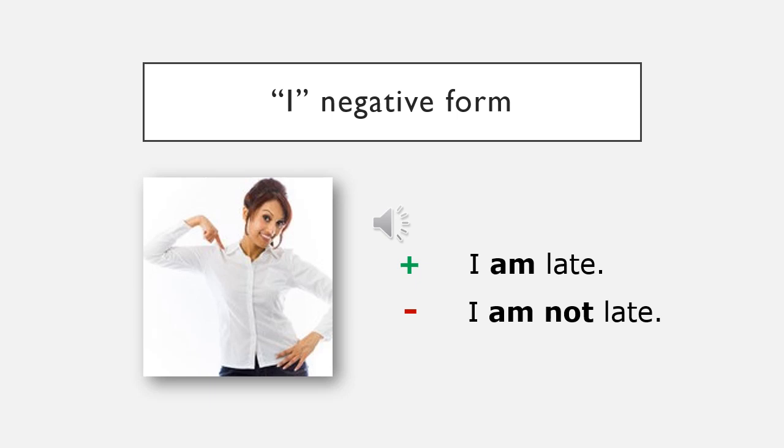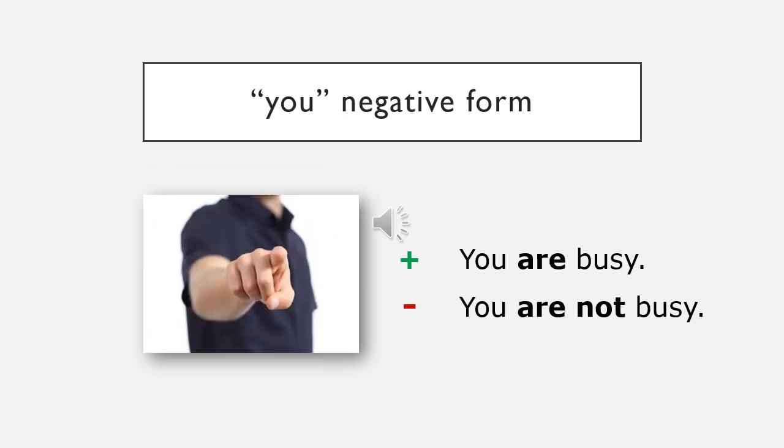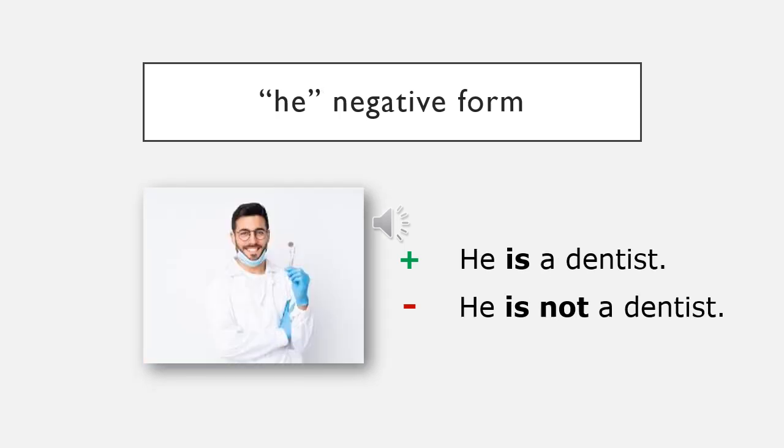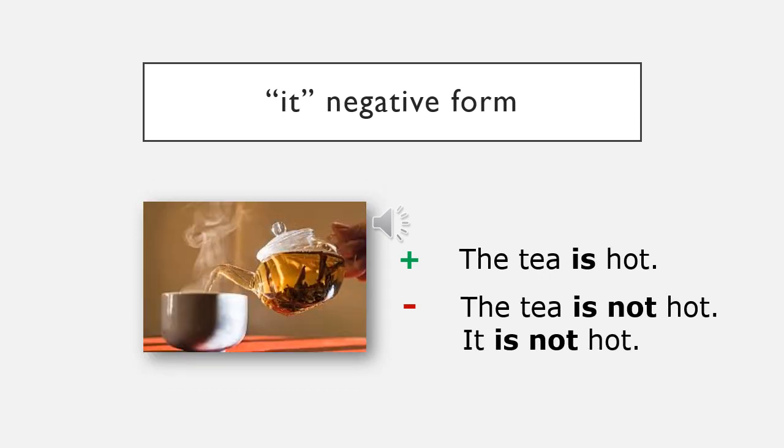Let's review more examples. I am late. I am not late. You are busy. You are not busy. She is sick. She's not sick. He is a dentist. He is not a dentist. The tea is hot. The tea is not hot. It is not hot.